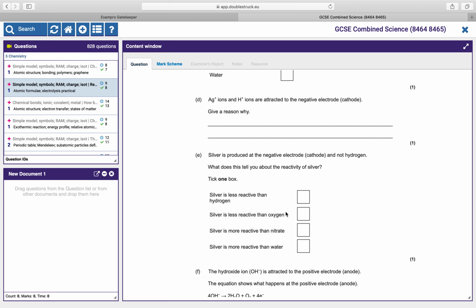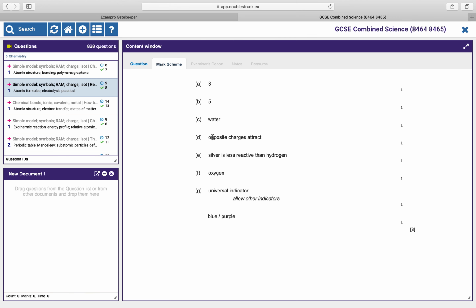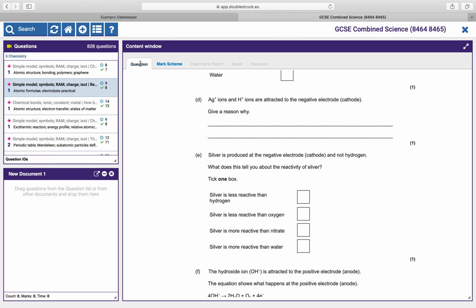Okay, so why is it that they're attracted to the negative cathode? You'll be able to see it's because these are positive charge. Positive charges are attracted to the negative electrode. They're oppositely charged. These opposite charges will attract. So let's have a look at what the exam mark scheme says. Yeah, so opposite charges attract.